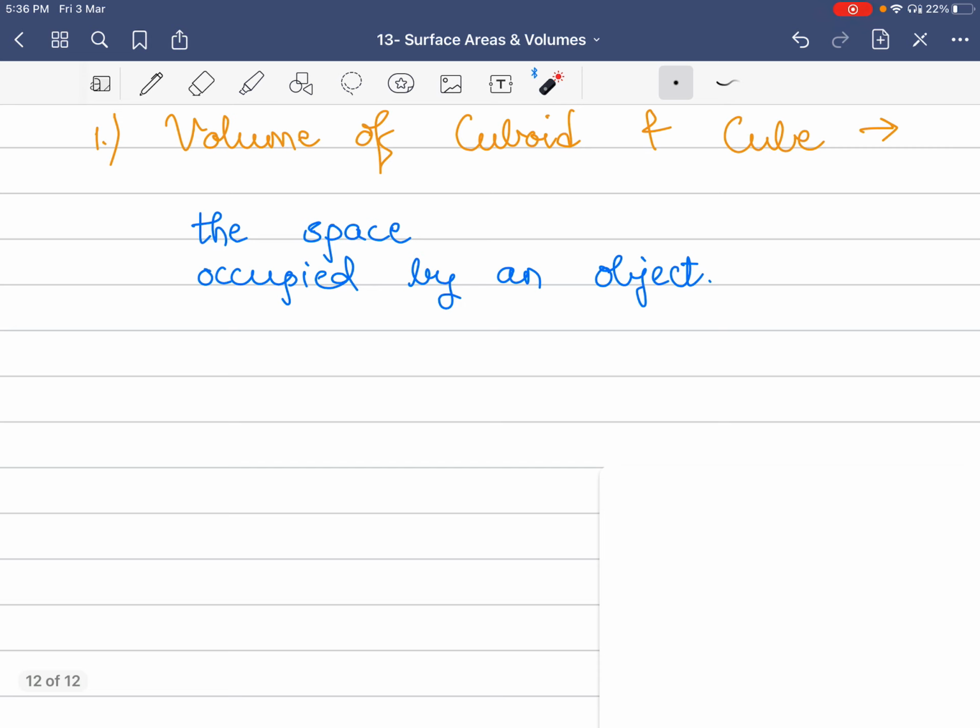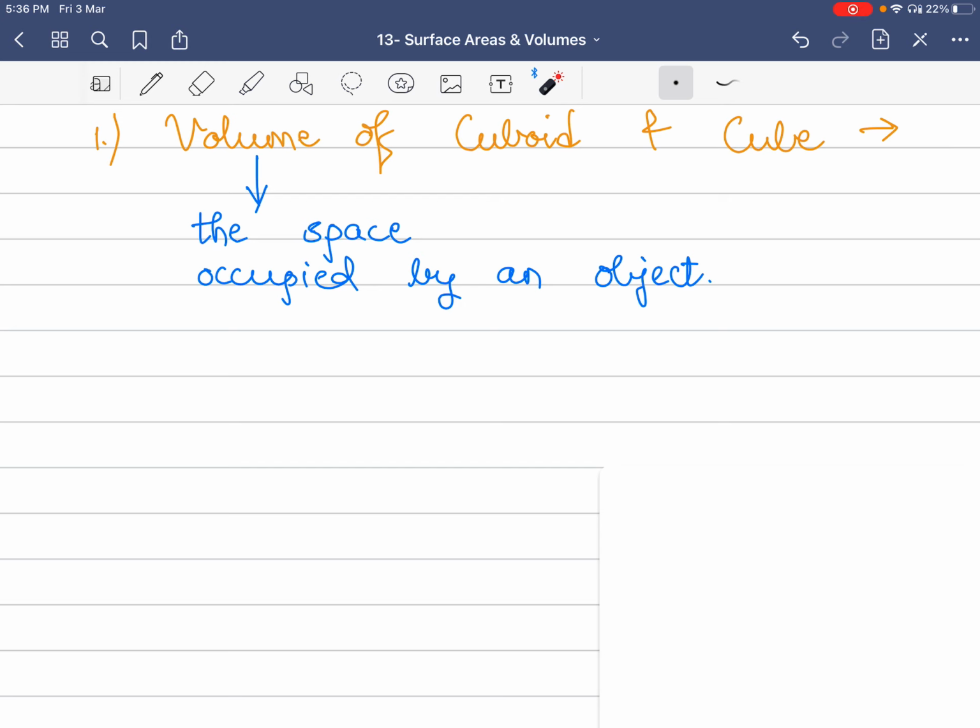So I'm going to read it out. Volume, so let me just mark an arrow. So this is the definition of volume. Volume is the space occupied by an object. Quite simple and straightforward. The space that an object occupies in our surrounding is called its volume.